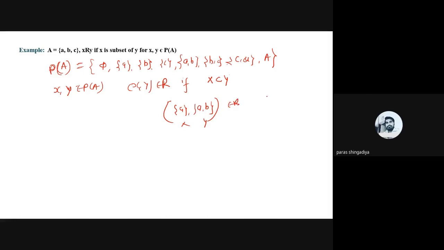So this belongs to R. Why does it belong to R? Because singleton {A} is a subset of {A, B}. Clear? Singleton {A} is a subset of {A, B}. So therefore it is valid.